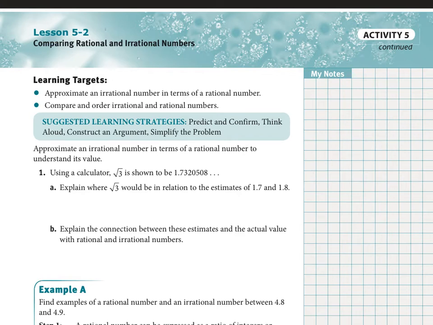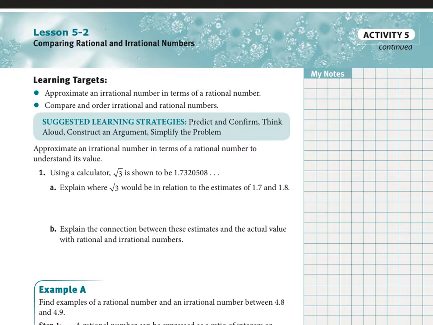All right, pre-algebra, we are going to be getting into section 5.2 here, which is going to be comparing rational and irrational numbers. So let's take a look here. We're going to be able to approximate an irrational number in terms of a rational number, and then we will compare in order irrational and rational numbers. When you compare numbers, you're using greater thans, less thans, things like that. So let's jump into it.